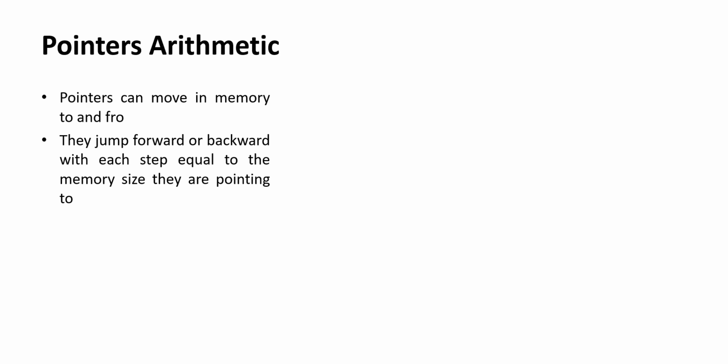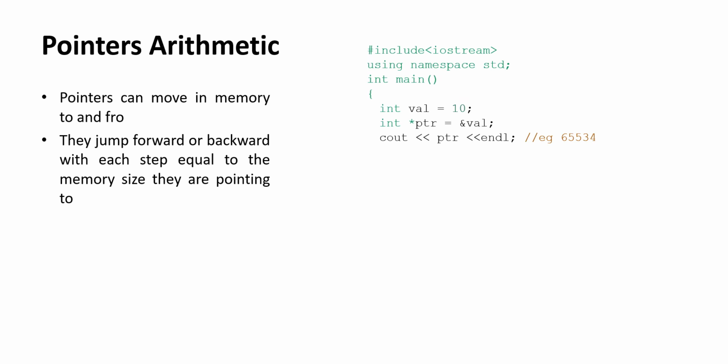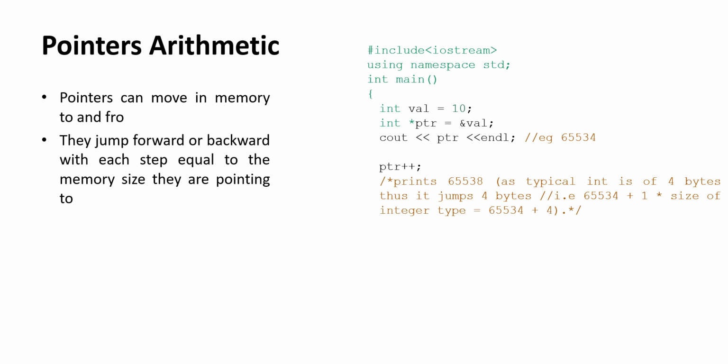Now let us understand pointer arithmetic. Pointers can move forward and backward in memory. When a pointer increments, it jumps by the size of the data type, not by 1 byte. Example: an int pointer jumps 4 bytes, a char pointer jumps 1 byte. So ptr++ does not mean the next address, it means the next integer location. This concept is very important in arrays. Pointer arithmetic allows array traversal, efficient looping, and fast data access.